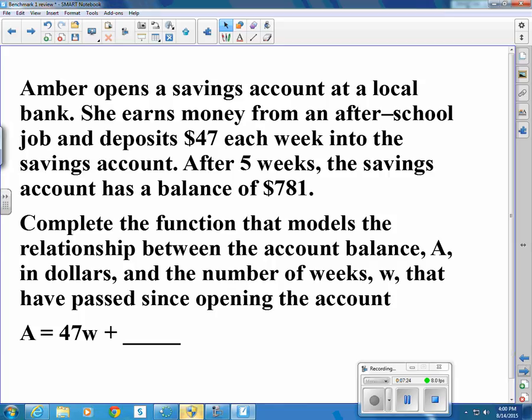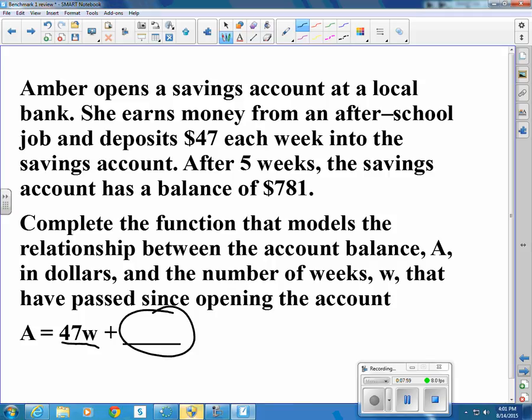Amber opens a savings account at a local bank. She earns money from an after-school job and deposits $47 each week into the savings account. After 5 weeks, the savings account has a balance of $781. Complete the function that models the relationship between the account balance, A in dollars, and the number of weeks, W, that have passed since opening the account. So this one shows that $47 times the number of weeks. We just need to find out how much money she had in her account to start with.